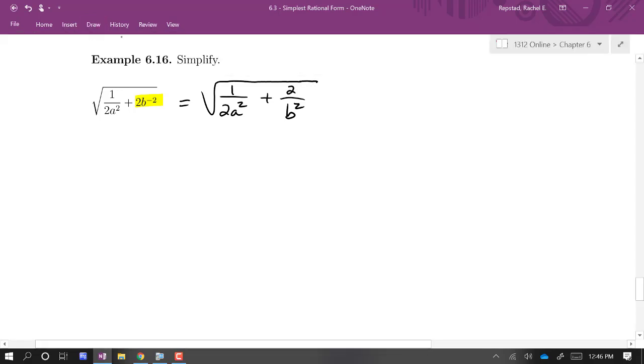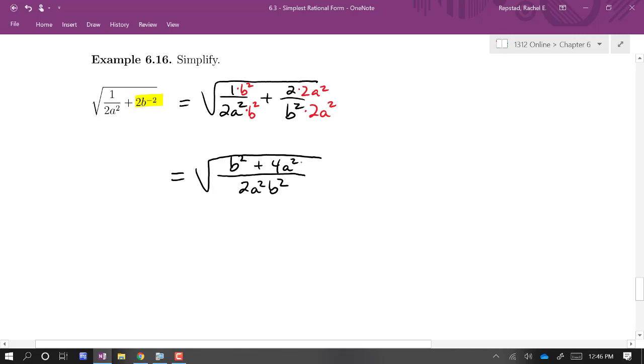So let's get a common denominator. I'm going to multiply top and bottom of the first fraction by b squared. I'm going to multiply the top and the bottom of the second fraction by 2a squared. So the denominator of this fraction is 2a squared b squared. Up top I have b squared plus 4a squared.